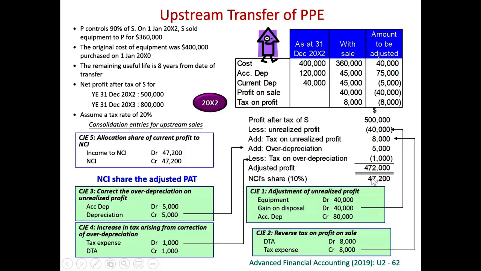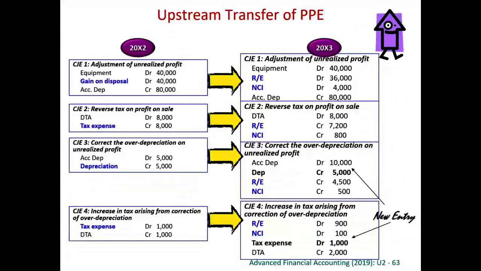10% goes to NCI. Therefore, we debit profit to NCI and credit NCI. We need to do all these 4 adjustments because this is a sale from the subsidiary to the parent. If this is a sale from parent to subsidiary, no adjustments to the NCI at all. Okay, so these are the adjustments that we have made in 2002.